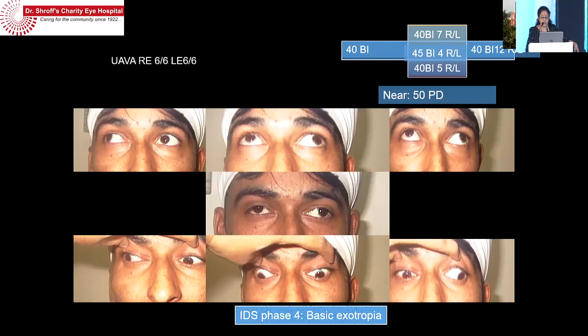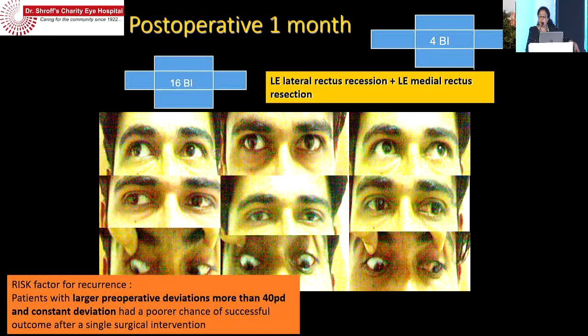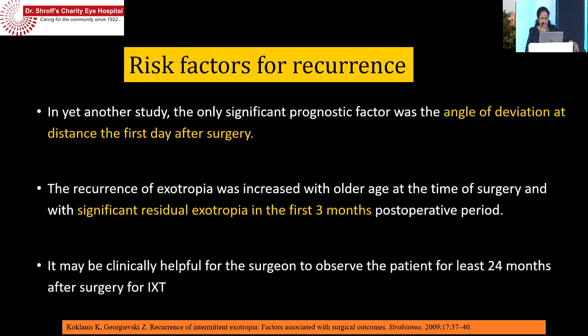One factor is a large exo deviation. Most of us get patients very late, and they're already in phase 4, that is, basic exotropia. Most of the time they might come with near deviation more than distance deviation. So we do a recess-resect, and we still find a residual of 16 prisms for near. Patients with large preoperative deviations of more than 40 prisms, who are in phase 4 or constant deviation, had a poorer chance of successful outcome after a single intervention.